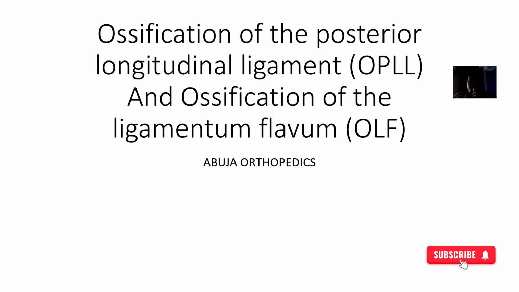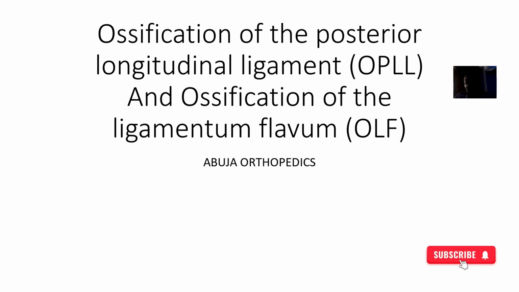We'll talk about two issues of the spine this morning, and one is what is known as the ossification of the posterior longitudinal ligament. The other one is what? Ossification of the ligamentum flavum. So the thing is very simple.